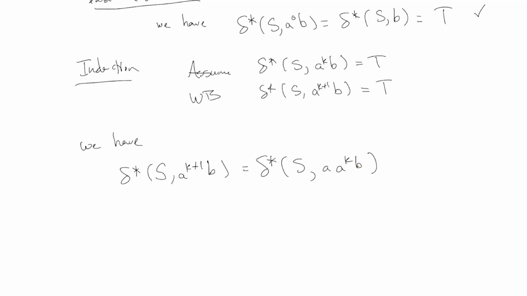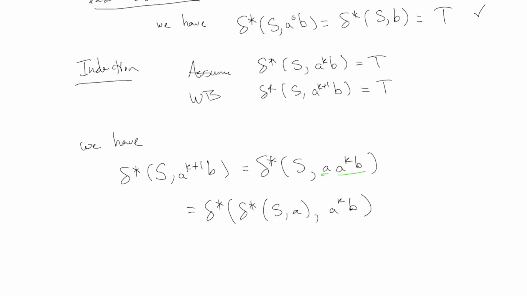And next we use that fancy rule with the deltas. Thinking of this string as this one followed by that one, it's A first and then A to the K B. So my fancy delta property, I don't really have a name for that property, but it's this: delta star of S and A, then A to the K B. Break up the string.